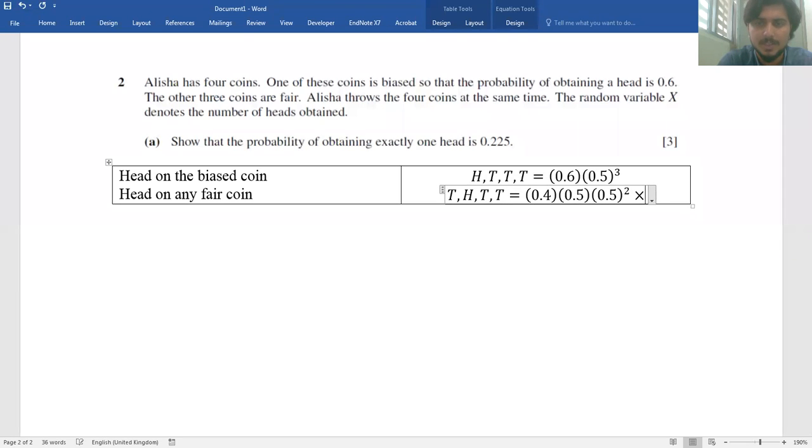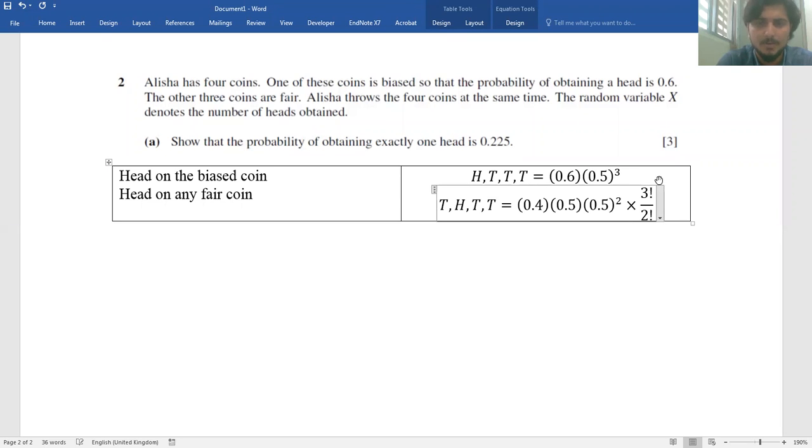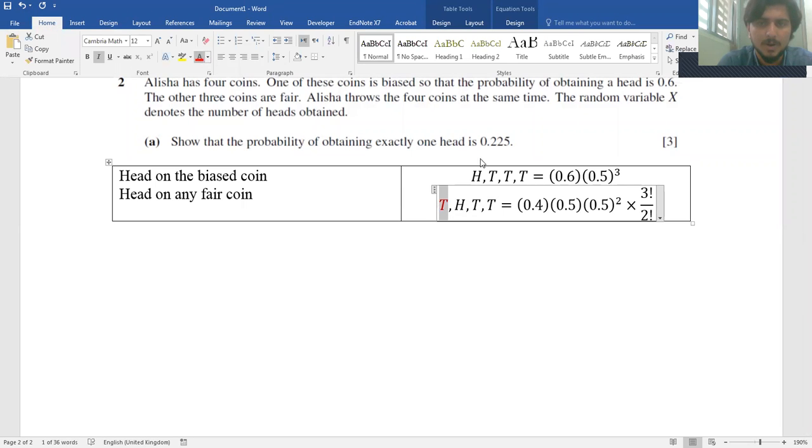The arrangements for these head, tail, and tail is 3 factorial divided by 2 factorial, because these 3 can occur in any possible way. Let me color code the biased one. I'm color coding it as red.